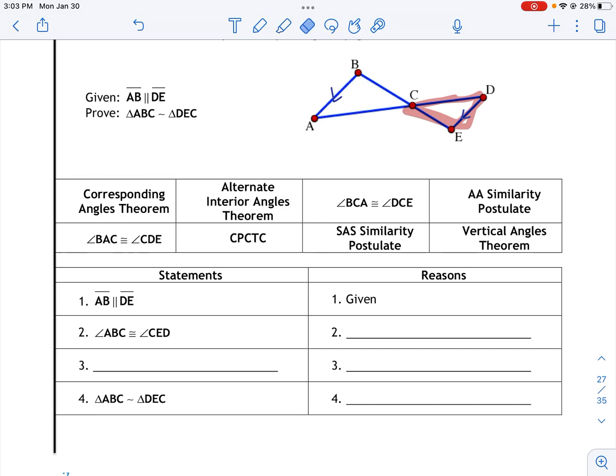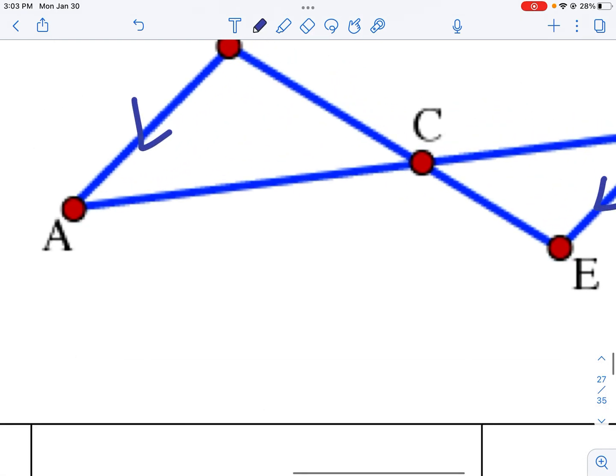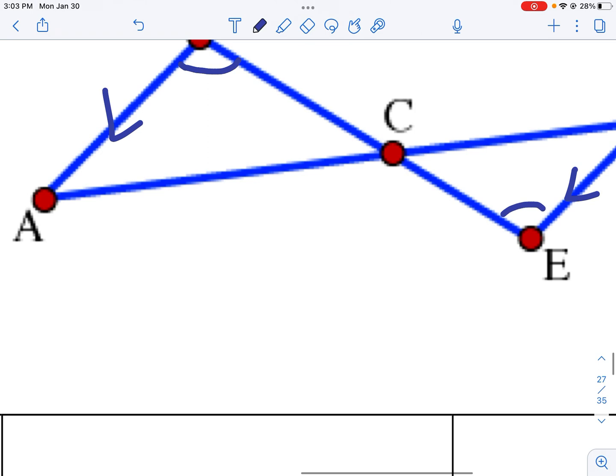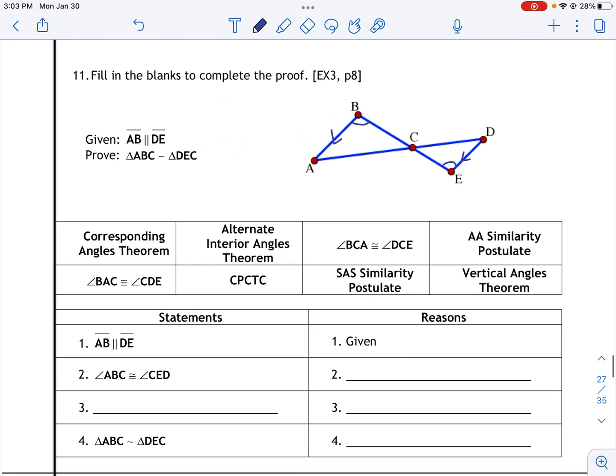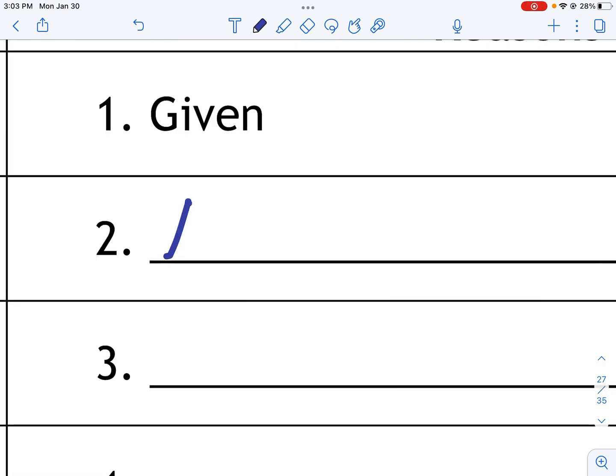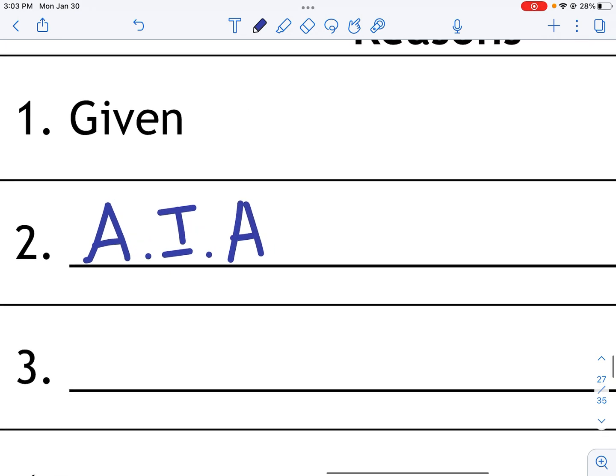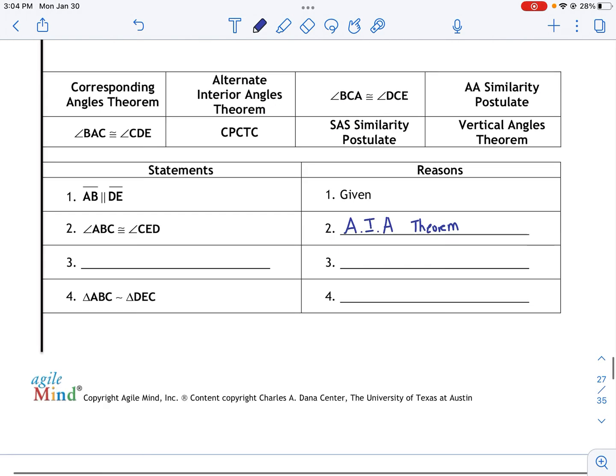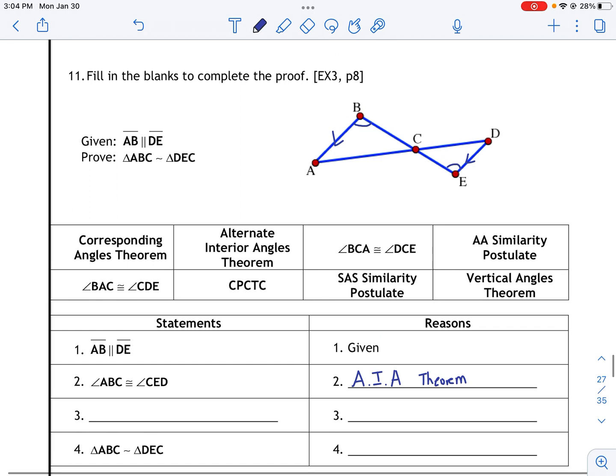All right, hopefully you're back. So in our beginning, we have our statement and we're given, right? That's always how we start out every single proof. Next, we can say that angle ABC is congruent to angle CED. So I'm going to mark it up here. And how do we know that? We know that by alternate interior angle theorem. Remember us abbreviating it to AIA instead of writing it all out?